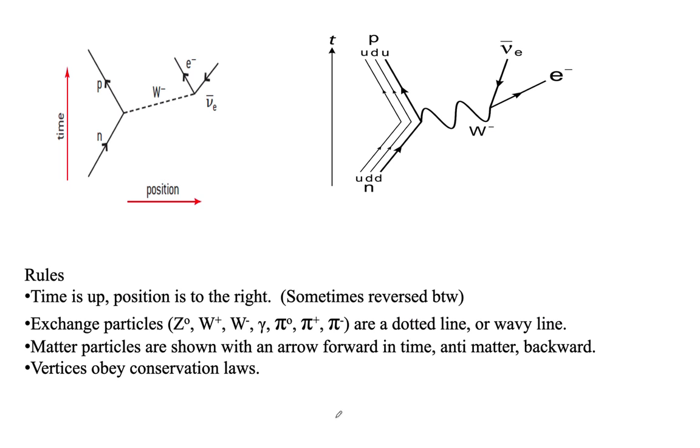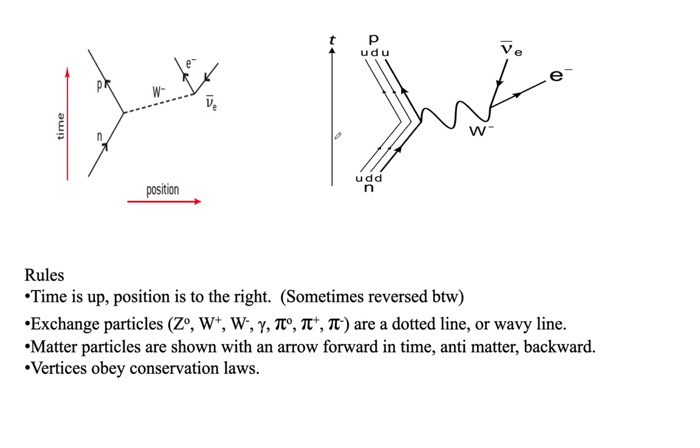Let me preface this video with: I'm not an expert on Feynman diagrams, but I think I know what IB wants us to know. So anyway, basically a Feynman diagram is a diagram that shows particle interactions. For example, here's a neutron decaying into a proton, an electron, and an anti-electron neutrino.